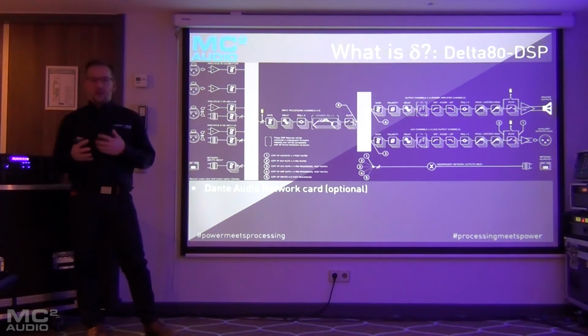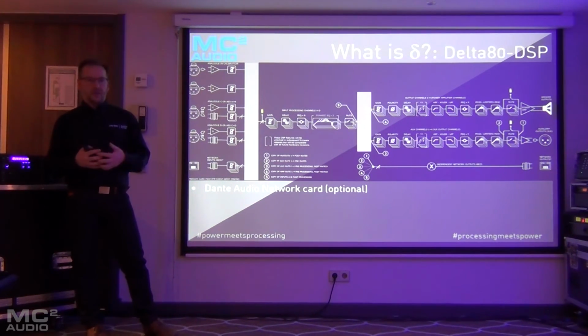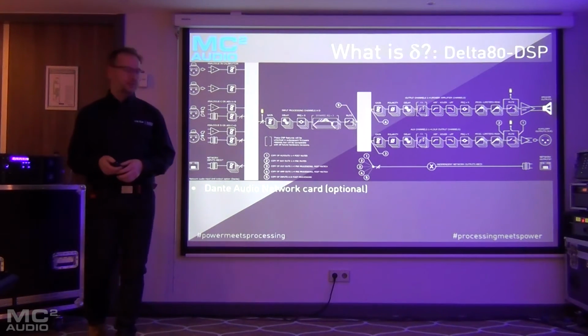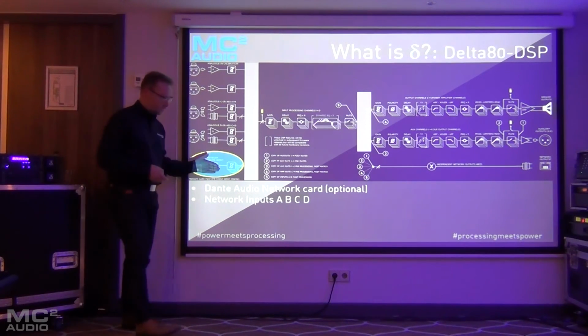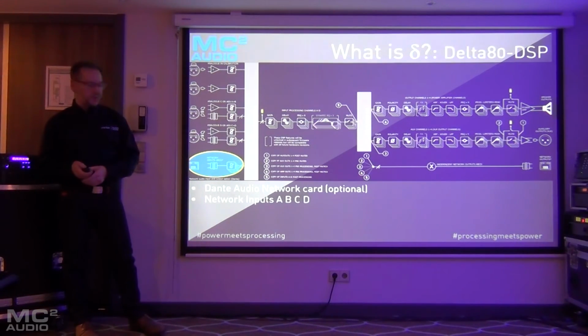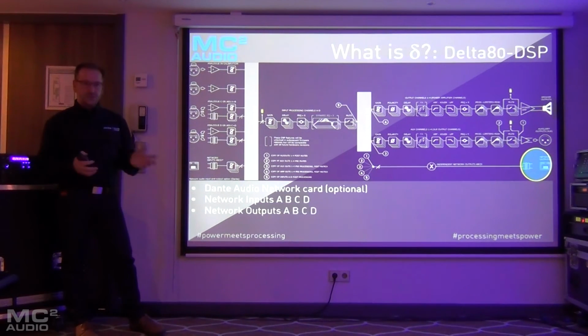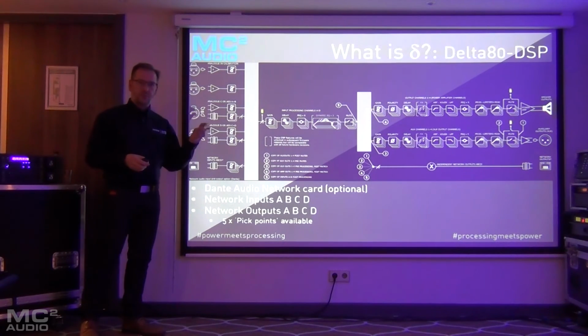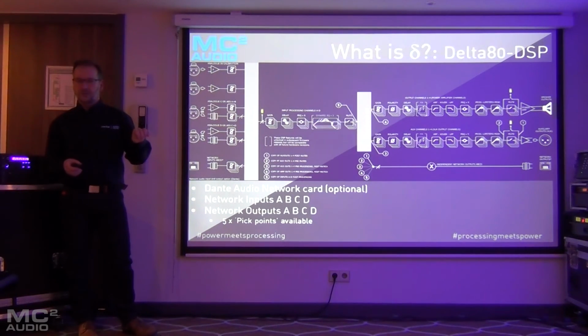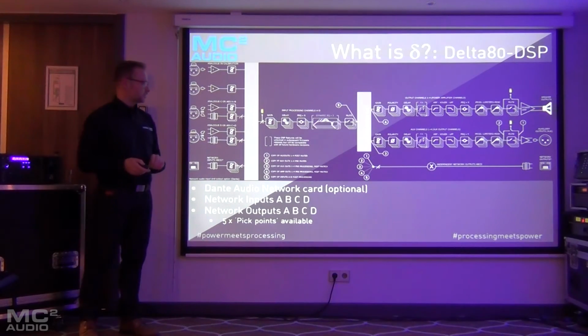Now the networking actually is very flexible and gives you a lot of options to allow you to be a bit more creative with how you route your Dante audio around. So obviously you've got your 4 network inputs from the network, but there are also 4 network outputs from the Delta back onto the Dante network again. And these can be selected from 5 different points in the signal path, which makes them very flexible.